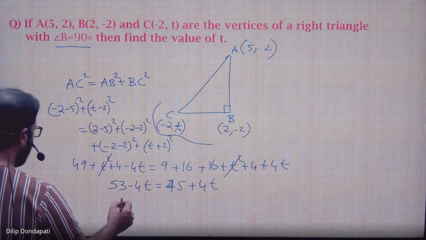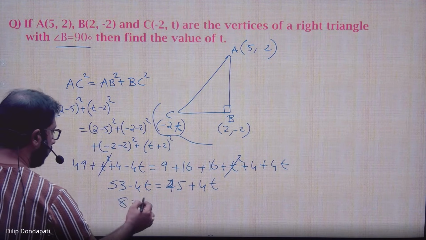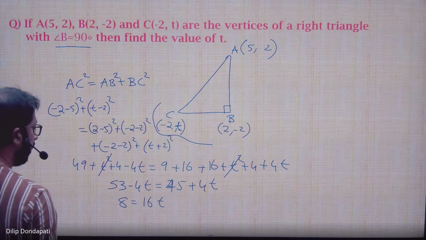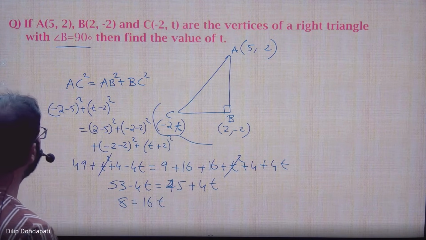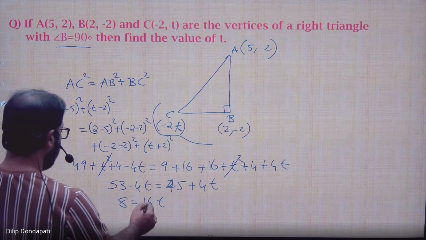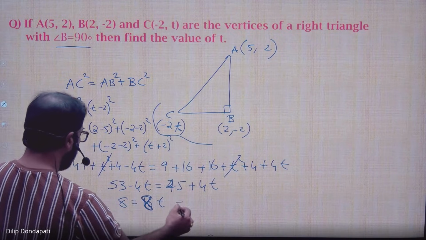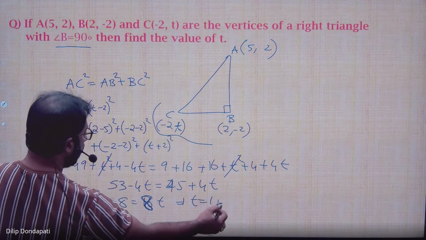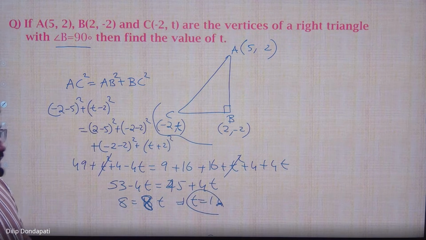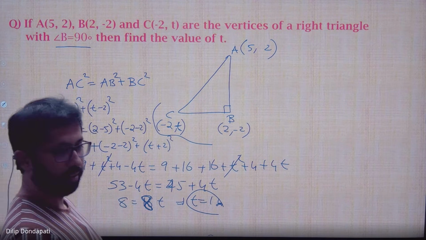53 minus 45, 8. 8 is equal to 16t. Something is wrong, a mistake. No, sir, it's not 16t, it's 8t. 8 divided by 8, correct. t is equal to 1, done. There is no coordination, nothing. Everything got cancelled.